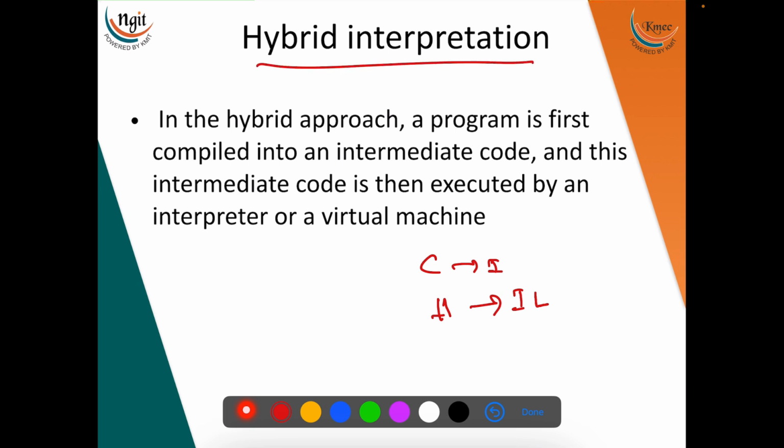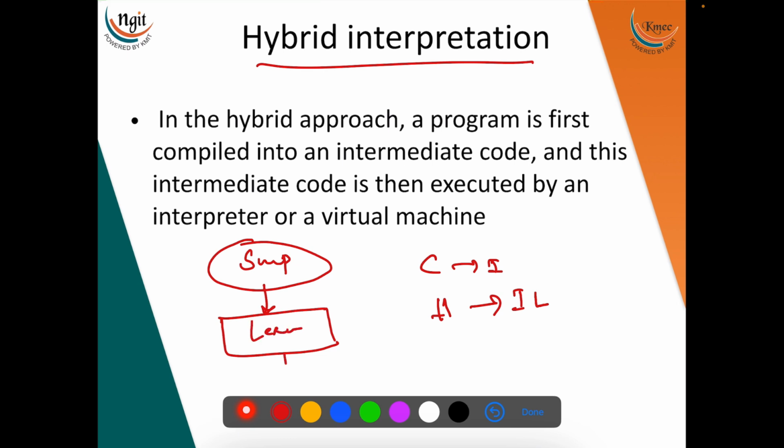Now I can draw this diagram to understand more clearly. If you have some source program, now it is a hybrid system, right? That means a combination of compilation and interpretation. So we will have a lexical analyzer, a syntax analyzer, and also an intermediate code generator. Then you will have the interpretation process. So half of the phases of compilation, and the rest is interpretation. This is the hybrid implementation system.